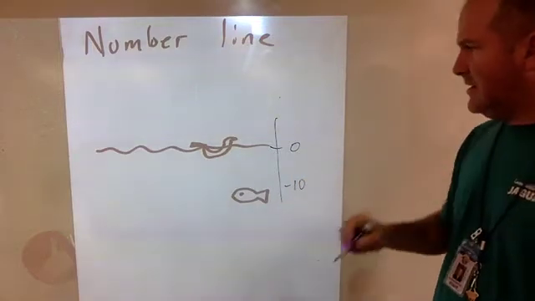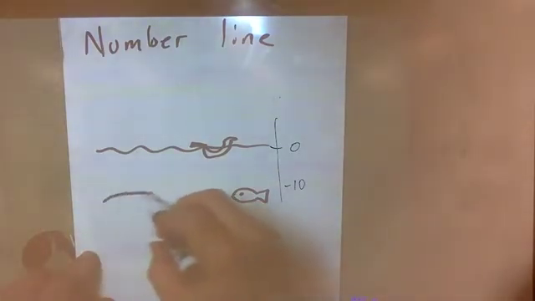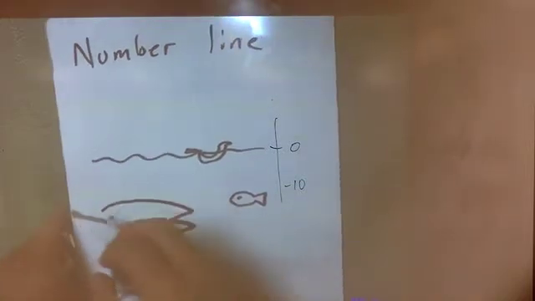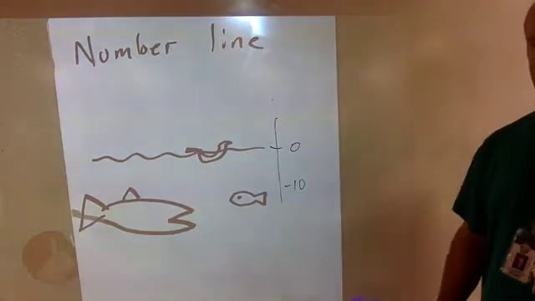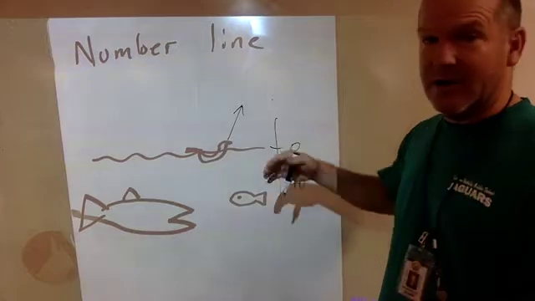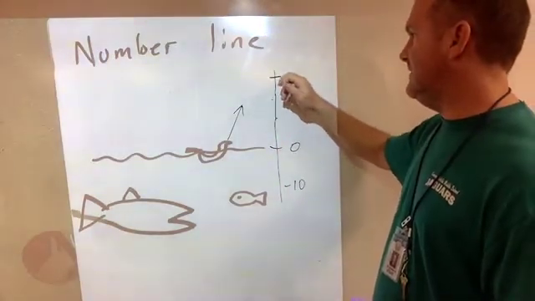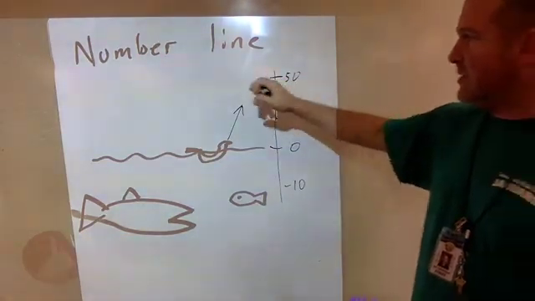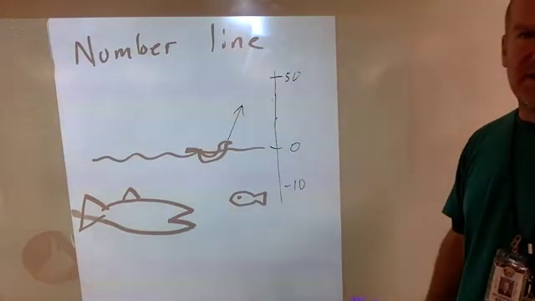Or let's say there's a big fish down there. It might even be a shark. And this shark wants to eat the bird, and the bird sees it. So the bird says, I'm out of here, and it takes off flying up into the air. Now it's above sea level. And say it flies all the way up to 50 feet. You're plus 50. So what's the difference between the bird flying up here at 50 feet and this fish down here at negative 10 feet?